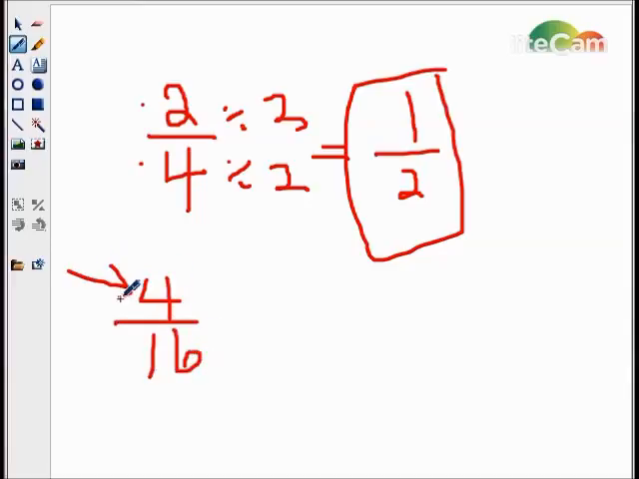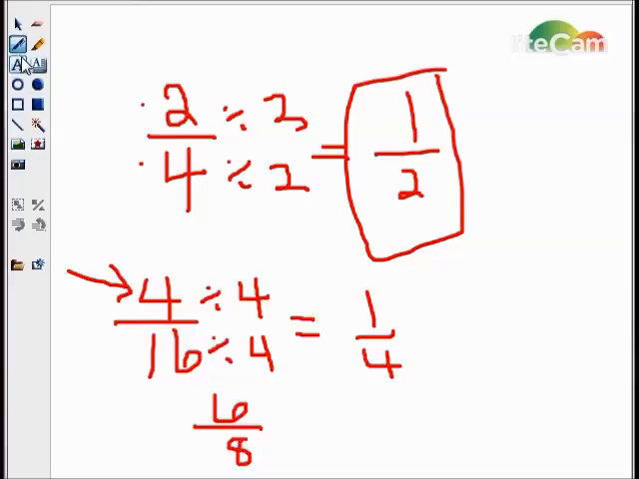You can always try the smaller number and divide the top and bottom by the smaller number. So let's just try 4. We don't list factors, we'll just try 4. Let's see if it works. Use your calculator. 4 divided by 4 is 1. 16 divided by 4 is 4.